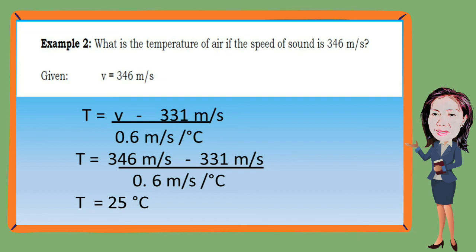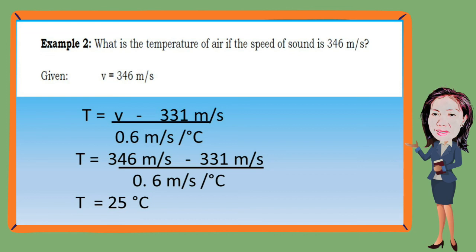Now, given the speed of sound, let's solve for the temperature of the medium or air. What is the temperature of air if the speed of sound is 346 meter per second? So what is the given? Given is the speed of sound, which is 346 meter per second. So compute for the temperature. We all know that the equation for the temperature is V minus 331 meter per second, divided by 0.6. So substitute the value of velocity, the speed of sound, 346 meter per second minus 331 meter per second over 0.6 meter per second per degree Celsius.